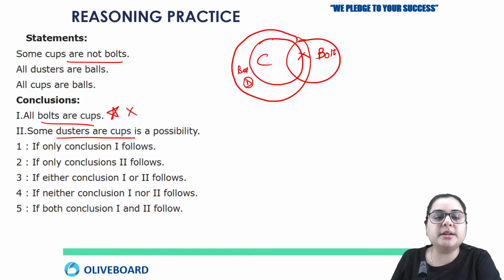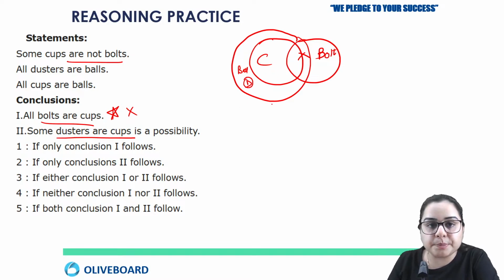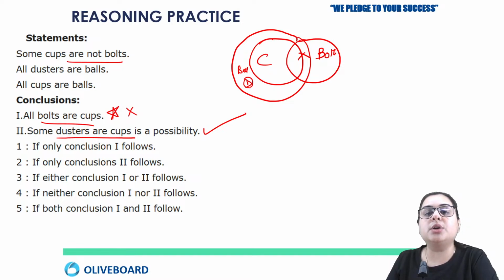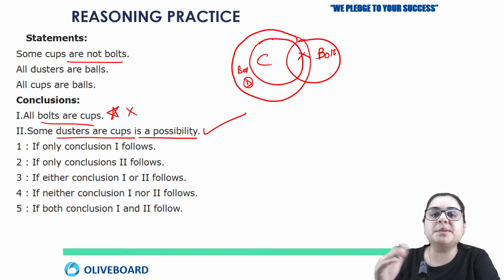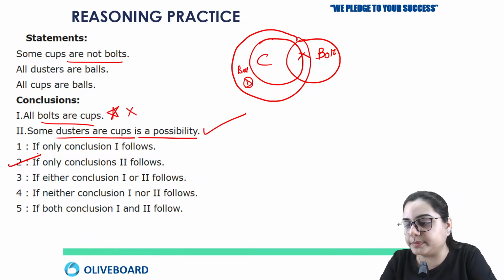Next one is "some dusters are cups" is a possibility. Can that happen? Yes, that can happen. Now, some dusters are not coming in cups because they have a doubtful relation, and if they have a doubtful relation, then there is a doubt of some between duster and cup. So he is already saying that it is a possibility. He is not saying certainly, he is saying it is a possibility. So the answer here will be the second option. Is it clear? Correct answer, it is option number 2.